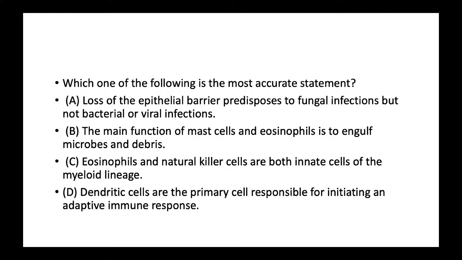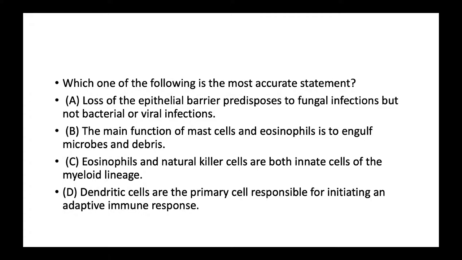And B, the main function of mast cells and eosinophils is not to engulf microbes and debris. This is a function of macrophages, okay? Eosinophils and mast cells are mostly involved in allergic reactions. They degranulate, and also eosinophils and mast cells are involved in the elimination of helminths and worms. So that's why this is not their primary action and effector function. And C, we just said eosinophil is from myeloid lineage and NK is a lymphocyte, so lymphoid origin.